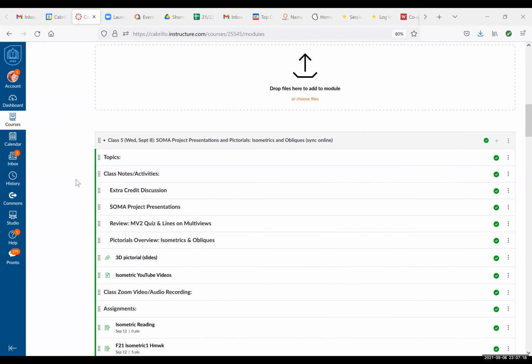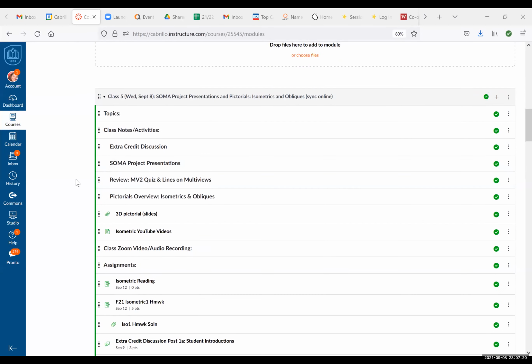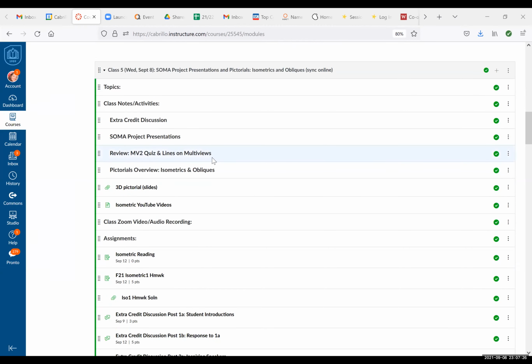And now I'm sharing my screen on today's class. Okay, so we looked at the extra credit discussion today. We did the SOMA project presentations. We reviewed this quiz. Remember, the solutions are up above and lines on multi-views.